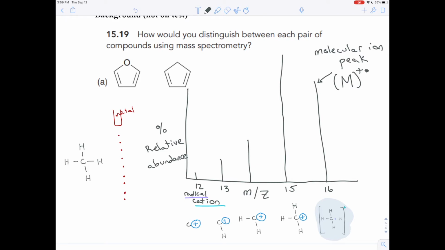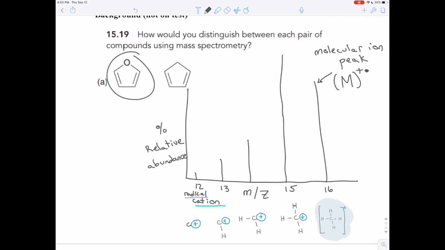Really crucial peak. Molecules with different molecular masses will have a different molecular ion peak. And so that is how you can solve this specific problem. The problem is asking you, how could you use mass spectrometry to distinguish between these compounds?